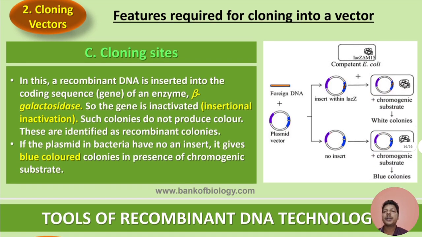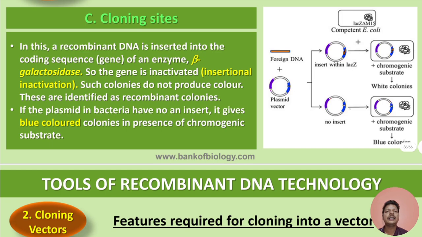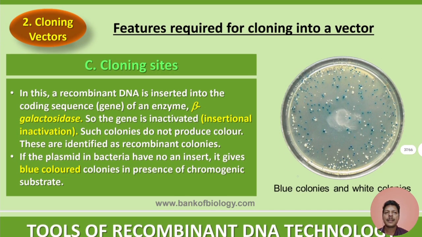Here, recombinant DNA is inserted into the coding sequence of the enzyme beta-galactosidase. So the gene is inactivated due to insertional inactivation. Such colonies do not produce color. They are identified as recombinant colonies, or white colonies. If the plasmid in bacteria has no insert, it gives blue colored colonies in the presence of chromogenic substrate. So you can say this is not inserted. Like this, here you can see blue and white colonies. In this, the same points are given, the diagram is changed.